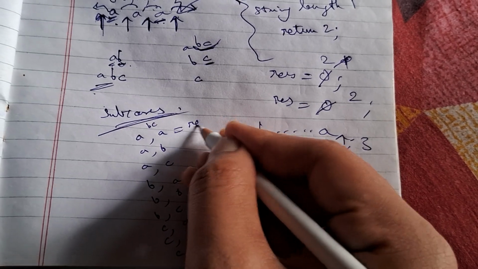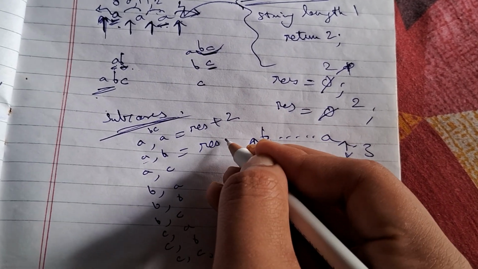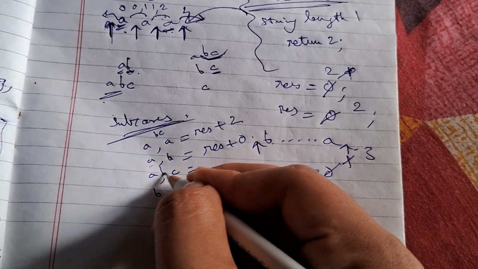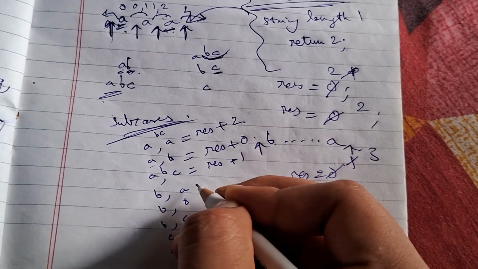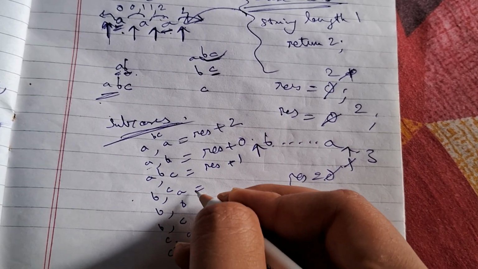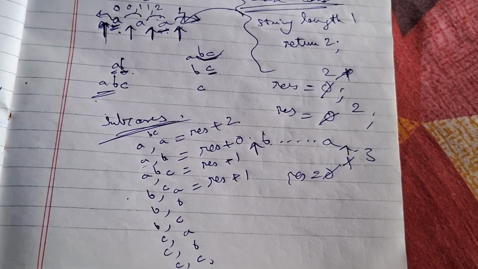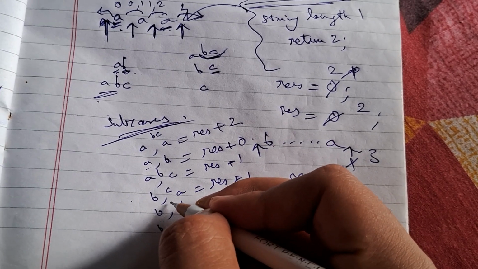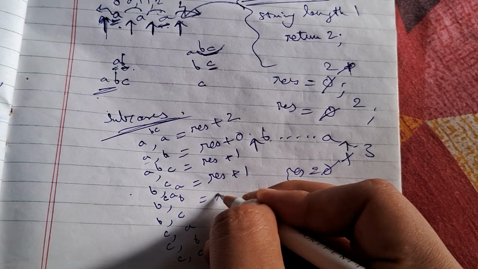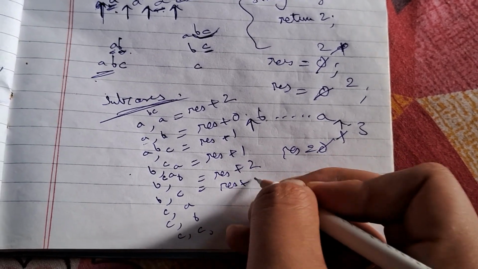So what you are going to do? Result plus 2. For AB, it is well and good, so result plus 0. For AC, you have to add a B, so that is result plus 1. For BA, you have to add a C over here, so that ABC and ABC. Okay, so result plus 1. For BB, you have to add a C and A over here, right? ABC, ABC. Okay, so result plus 2. For BC, you have to do nothing, so result plus 0.